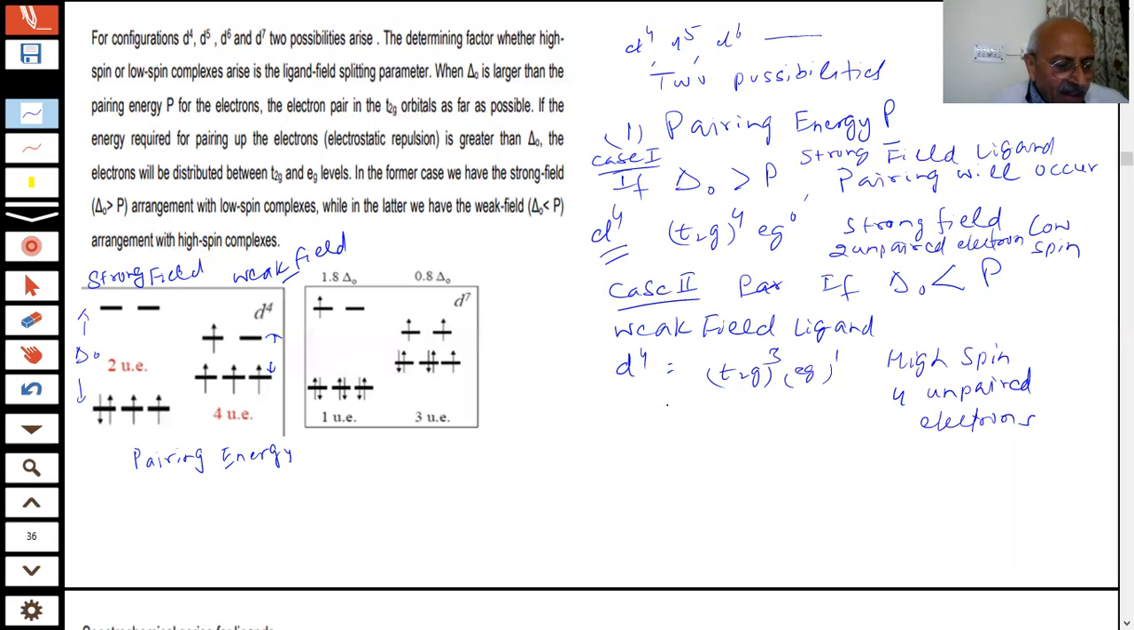On that basis, we will be writing the electron configurations after the splitting of the d orbitals. We have defined two fields, strong field ligands and weak field ligands, and on that basis we will be able to write these electron configurations. I hope everything is clear to you. Do you have any doubt? So you will have low spin complexes and high spin complexes. Clear? Yes, sir. So this is the first part of the crystal field splitting energy.